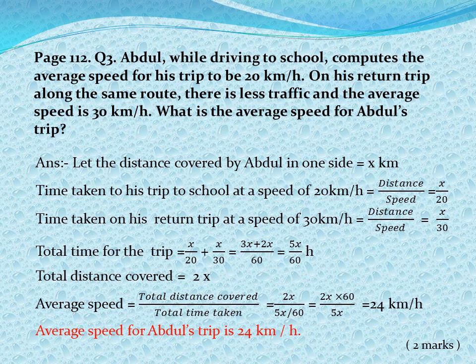Total time for the trip equals x by 20 plus x by 30 equals 3x plus 2x divided by 60 equals 5x divided by 60 hours. Total distance covered equals 2x. Average speed equals total distance covered divided by total time taken, that is 2x divided by 5x by 60 equals 2x into 60 divided by 5x equals 24 kilometer per hour. Average speed for Abdul's trip is 24 kilometer per hour.